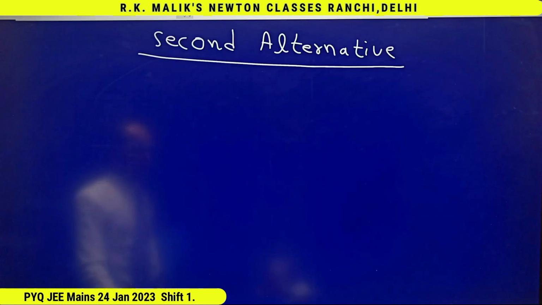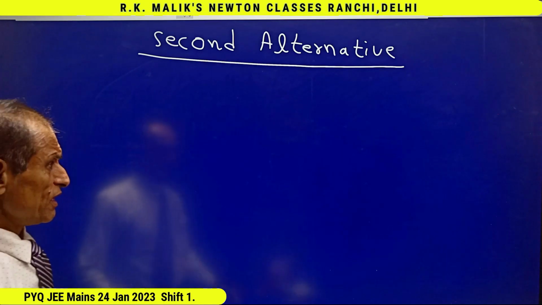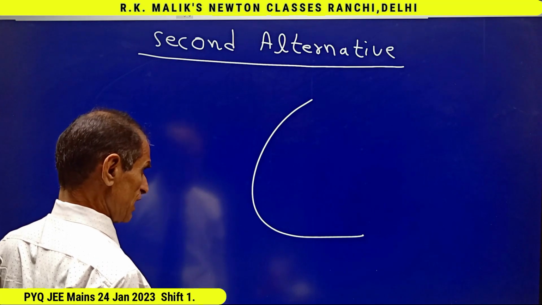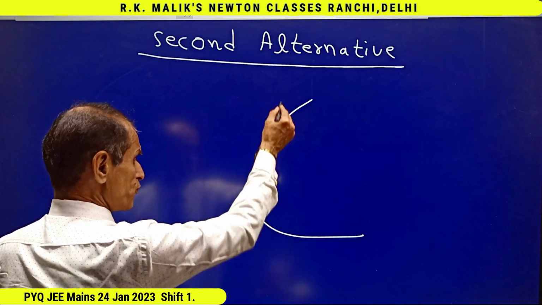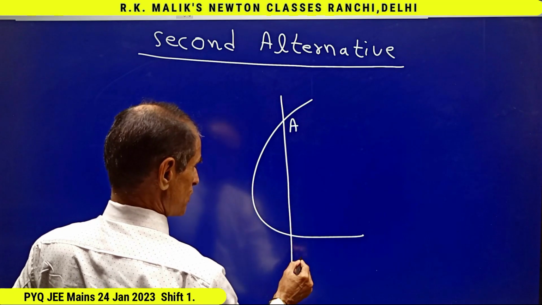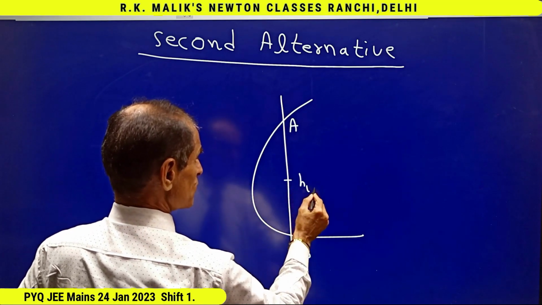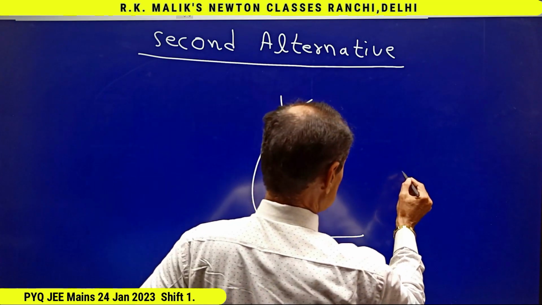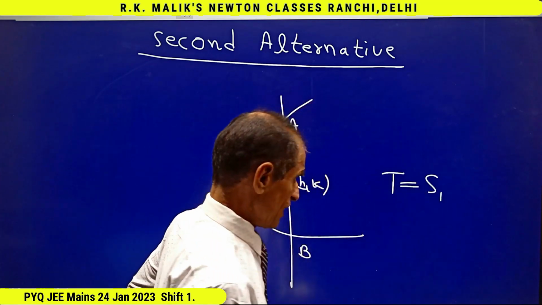And for second alternative solution, I'll be using a formula, and that formula you must have studied while doing practice of JEE level questions. Still, for clarity purpose, I'm revising that formula, and that formula says that if for some conic, parabola, hyperbola or ellipse, anyone, if for a chord AB, midpoint is known to you, then the equation of AB is given by the formula T equal to S1.